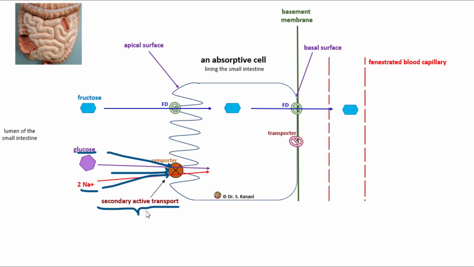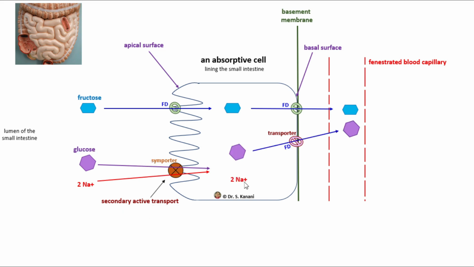So we say absorption of glucose and sodium ion into the absorptive cell is by secondary active transport using a symporter. And then when we get inside the cell, we see that sodium ion and glucose follow different separate journeys to be absorbed through the basal surface. First, we start with glucose. We see that on the basal surface of this absorptive cell, we have a transporter that without ATP hydrolysis does the facilitated diffusion and transports glucose outside the cell into the blood capillary.